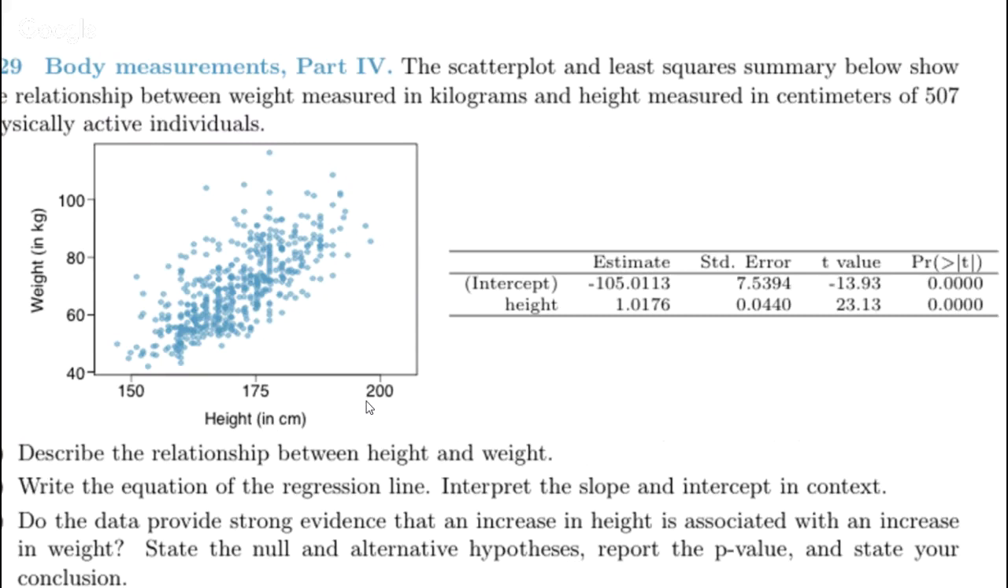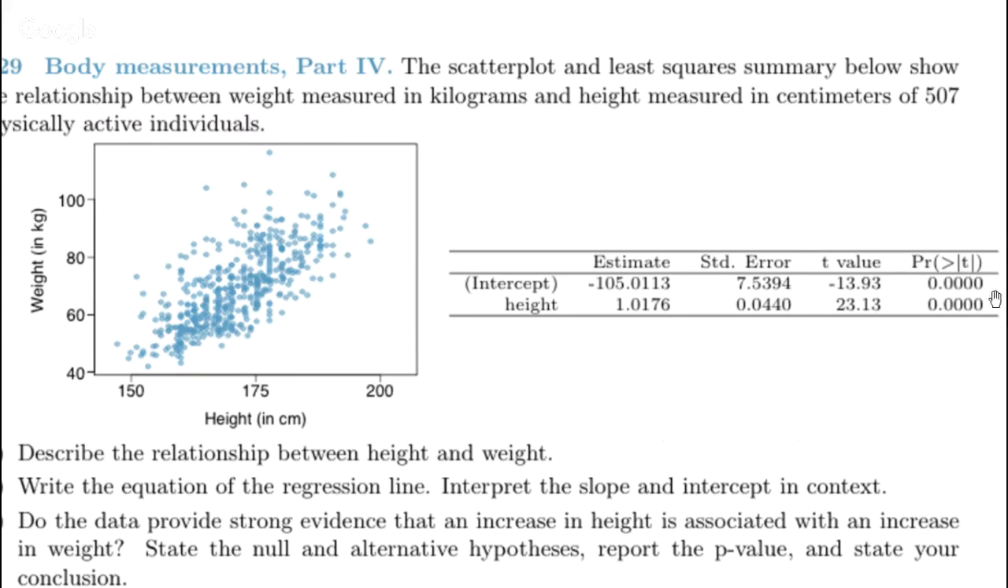And then for every unit increase in height, we'd expect roughly a unit increase in weight. Yeah, exactly. And the intercept? It doesn't really mean it. Means someone with zero weight would have a negative height, or someone with zero height would have a negative weight. Doesn't mean anything. Do the data provide strong evidence that an increase in height is associated with an increase in weight? Yeah.